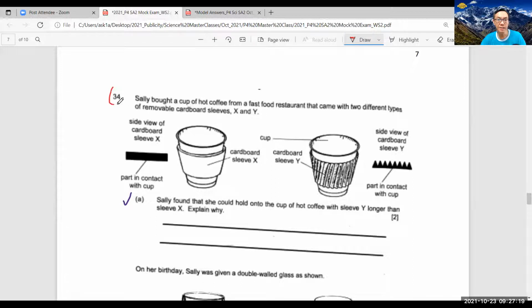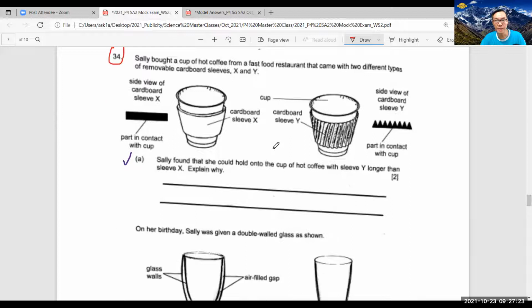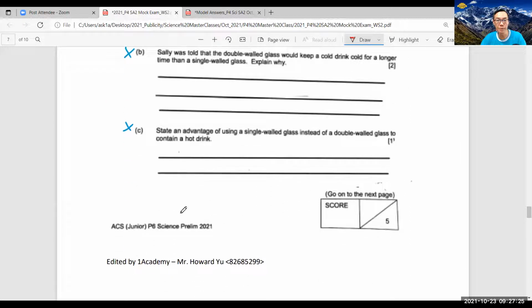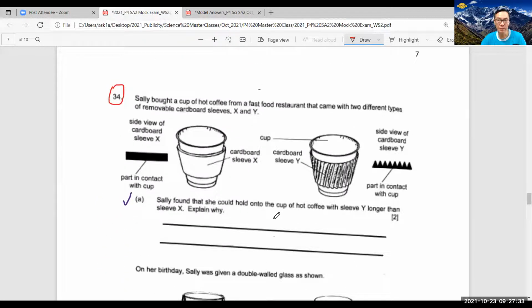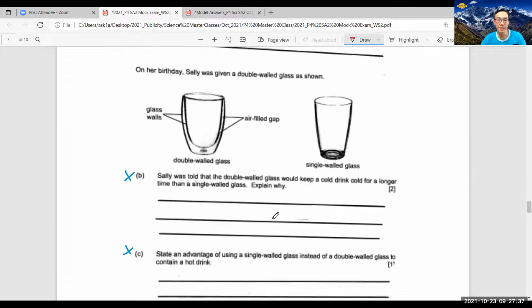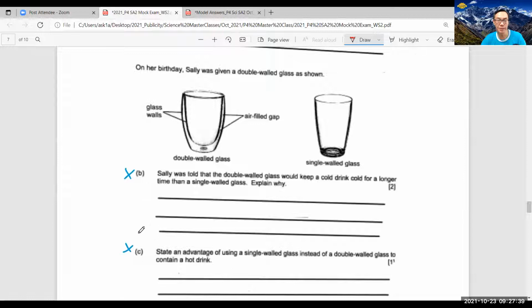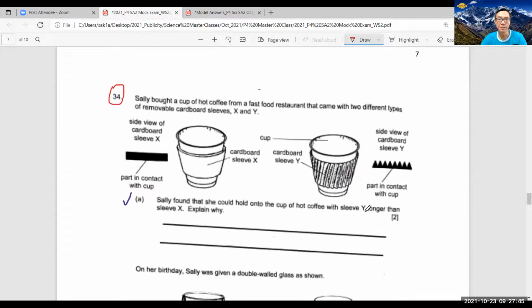This once again is a very good question in heat transfer, and this actually appears in one of the schools' prelim papers this year, ACS Junior P6 2021. And once again, this is P4 content on heat transfer. But there are two questions I asked them to omit, because these are higher level P4, P5 science questions. So we have read the questions, I assume.